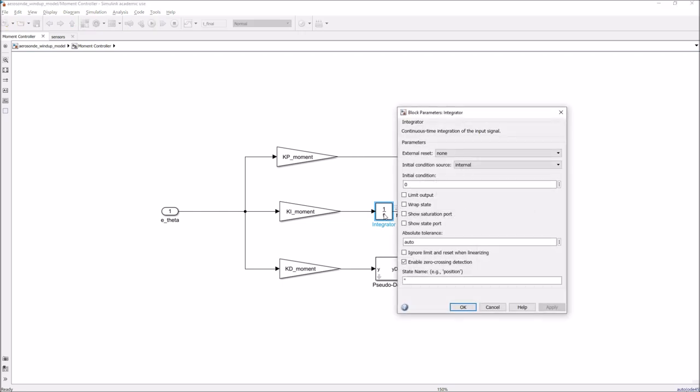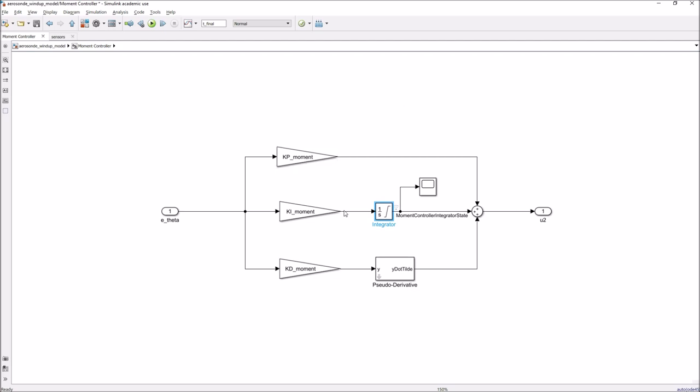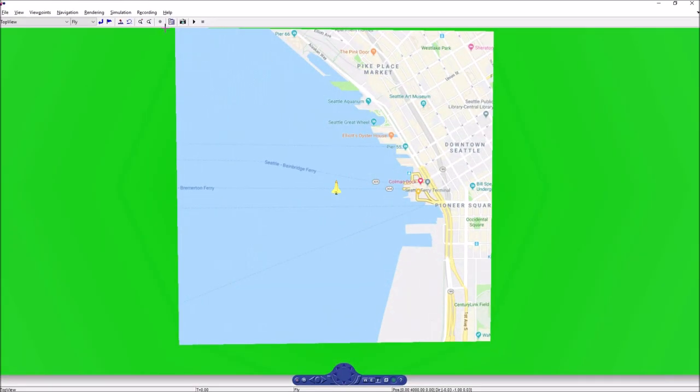So I'm going to come in here again, click on limit output. And I guess I already had this set up to some values. Let's go ahead and make it 0.05 and minus 0.05. Okay, so now we've got this thing limited. Again, that is literally the amount of control that we are going to allow this integrator to exert on the overall system. So now let's rerun this simulation and see how this does.